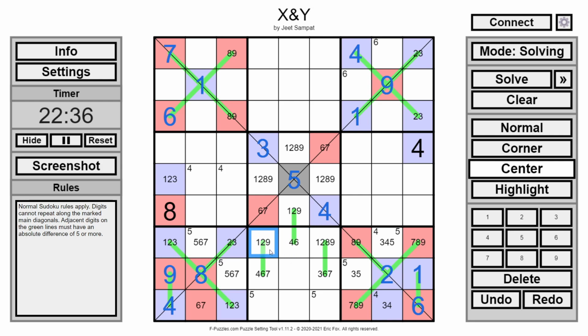Let me think about that. So if this is low, this is a 1 or a 2, so we have a 1, 2, 3 triple, and this is an 8, 9. So now we have 1, 2, 3, 7, 8, 9 all accounted for.